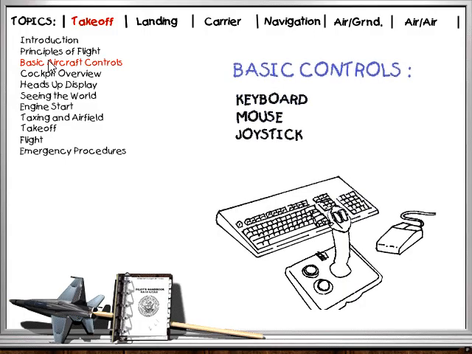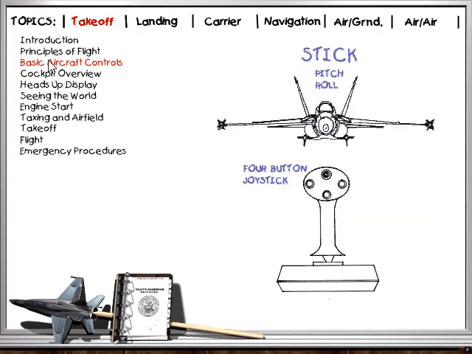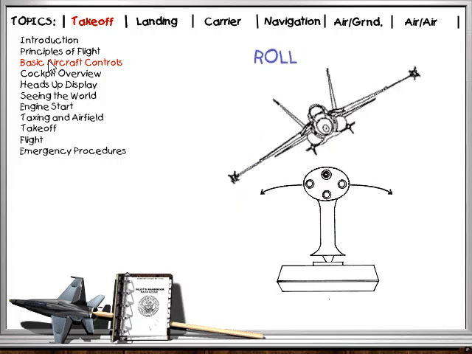The aircraft is flown with three basic controls: the control stick, the rudder pedals, and the throttle. In F-18 Hornet, the keyboard, mouse, or joystick is used to simulate the control stick. Keyboard commands simulate the rudder pedals and the engine power levers. We'll use the term stick to refer to pitch and roll control movements. The stick controls both the aircraft's pitch and roll. We highly recommend a 4-button or better joystick for use with F-18 Hornet.